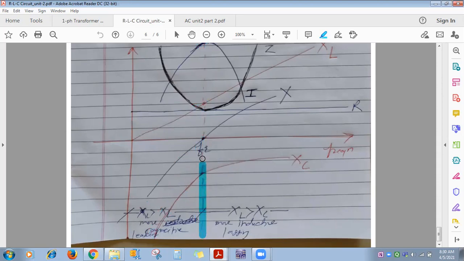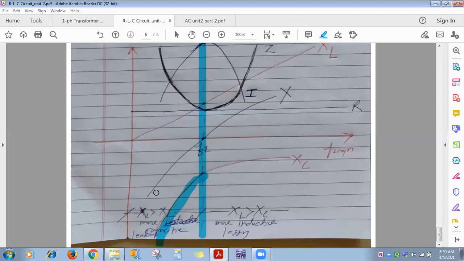Below resonant frequency, XC is more negative and XL is less positive. That's why XC is greater than XL here. The circuit is said to be more capacitive, meaning the nature of power factor will be what in this region? Below resonant frequency, nature of power factor, lagging or leading? Leading. Very good, because XC is greater than XL. So the power factor nature is leading.